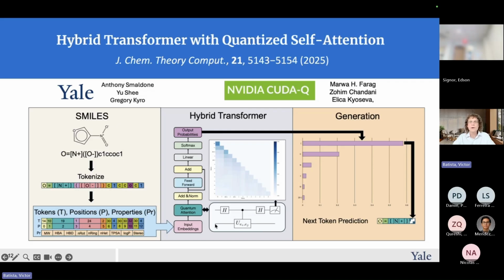Now, that can all be done with classical transformers. But what we wanted to do is to see whether a quantum processor could assist this process and maybe enable more efficient functionality of that transformer architecture.